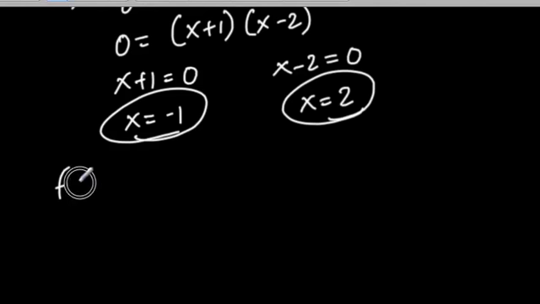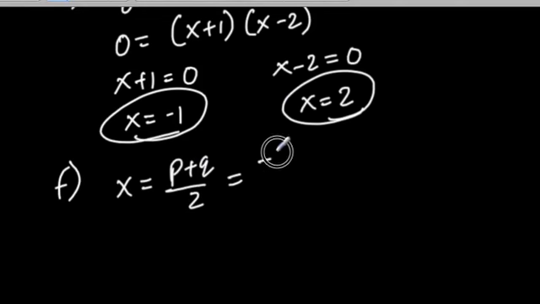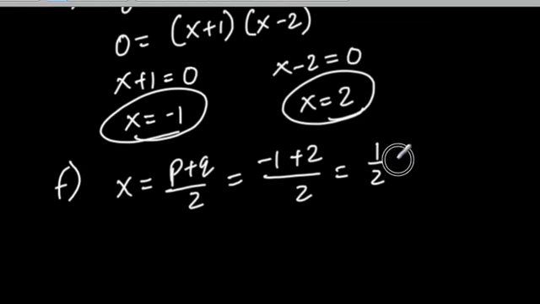Let's do F. F says to find the coordinates of the vertex. So remember, the x-coordinate is p plus q divided by 2. Remember, p and q are the x-intercepts themselves, so it's negative 1 plus 2 divided by 2. So that's equal to 1 over 2, which is simply equal to half.